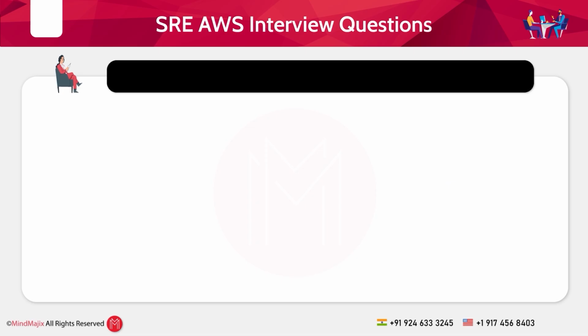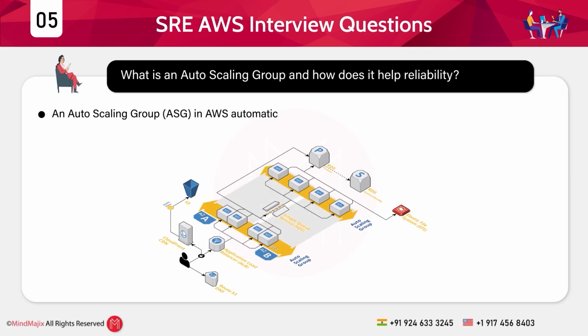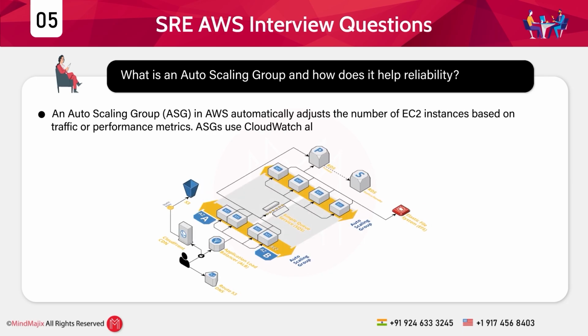The next question is, what is an auto-scaling group and how does it help reliability? So an auto-scaling group or ASG in AWS automatically adjusts the number of EC2 instances based on the traffic or performance metrics. So this ensures that your application always has enough capacity to handle the load, but it doesn't waste money on the unused resources.